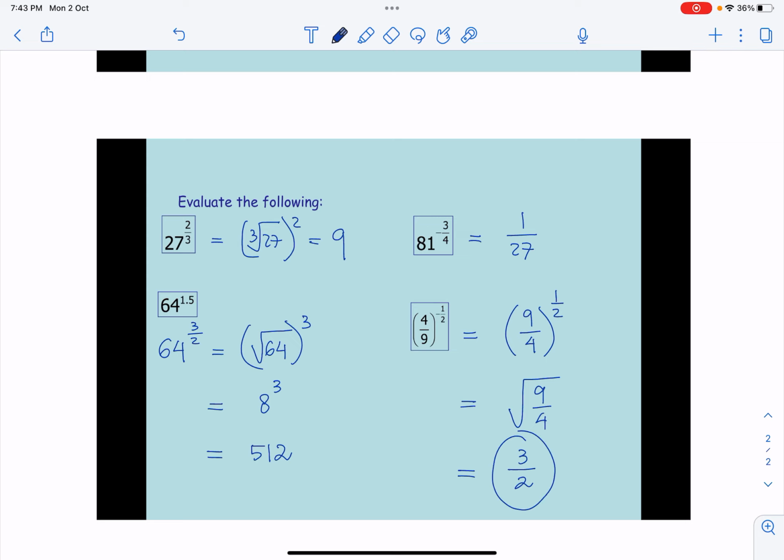So hopefully this is clear. Be patient when you are applying all these indices, and you just have to do it step by step, one by one. So try the exercises in the worksheets. Good luck!